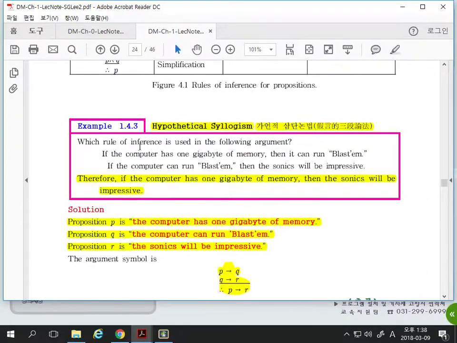Okay, which rule of inference is used in the following argument? If the computer has 1 gigabyte of memory, the big memory, then it can run fast. If the computer can run fast, then the sound should be impressive. So therefore, if the computer has 1 gigabyte of memory, then the sound will be impressive. If the computer has a good performance, then the sound should be good.